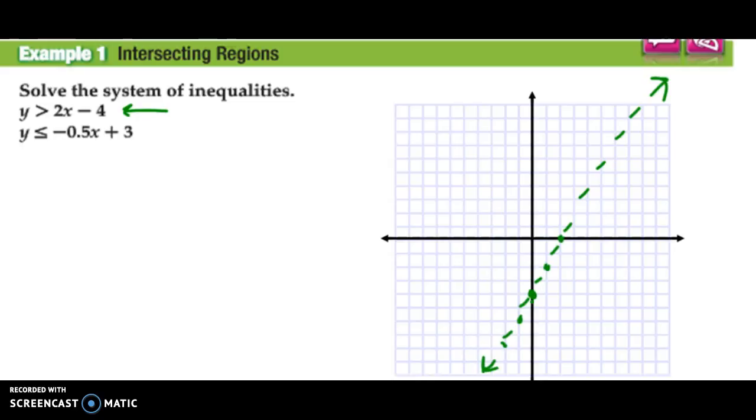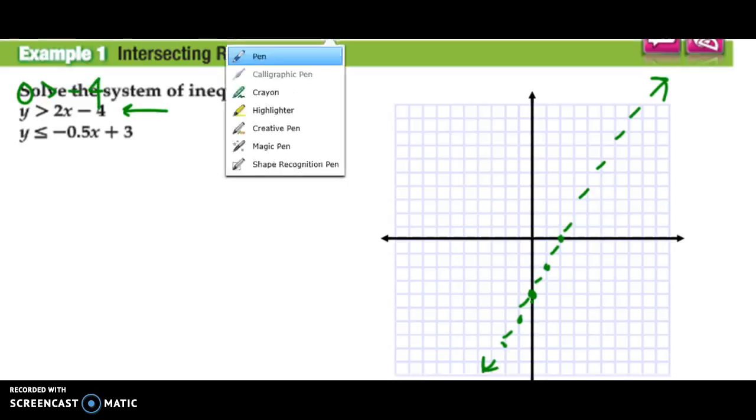Now, I have to figure out if I'm going to shade above or below. Two different ways to do it. First one, I'd say, okay, it's greater than, so most of the time that means I'm shading above. The other is to pick a point. So I'll pick the point 0, 0. I put 0 in for y is greater than 2 times 0 is 0, minus 4. Is 0 greater than negative 4? It is, which means I have to shade that region.